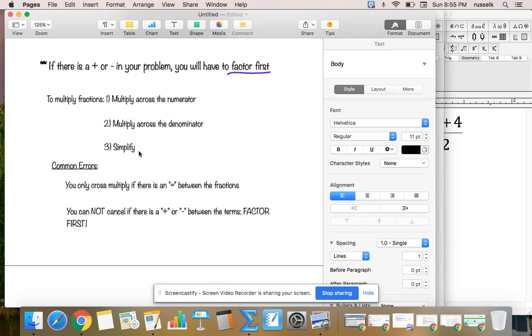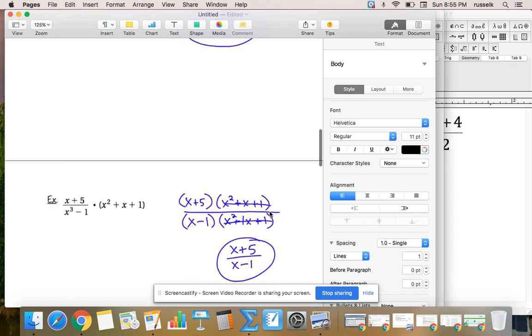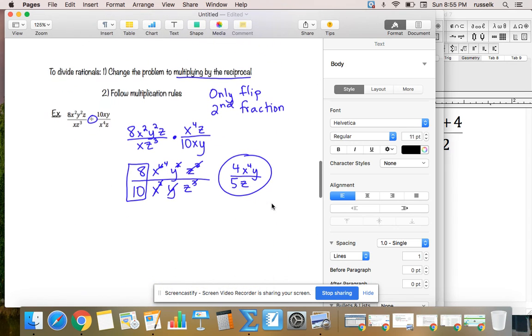Once again, to simplify, we cancel any common factors in the top and bottom, but they do have to be factors. So if you see a plus or minus in your problem, that should be your very first step, is to factor. And the only difference between multiplication and division is that dividing is multiplying by the reciprocal. So we need to flip the second fraction over, and then we follow our multiplication rules.